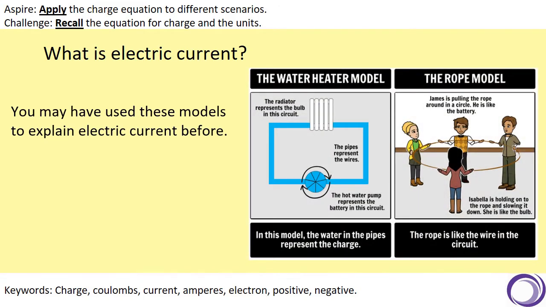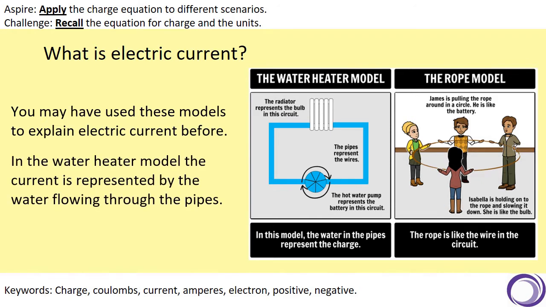Your teacher might have used a water heater model or the rope model. So in the water heater model, the current is represented by the water that's flowing through the pipe. So we've got a flow. We've got a hot water pump that represents the battery, so that's pushing water around. The pump would be providing you potential difference, and that would be pumping your water around. And then when it gets to the radiator, it's got to go through the radiator, so that's providing some resistance, and then your water goes back to the pump and gets energy pumped round again.